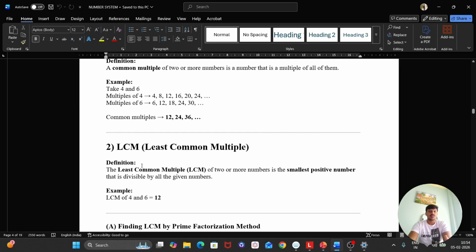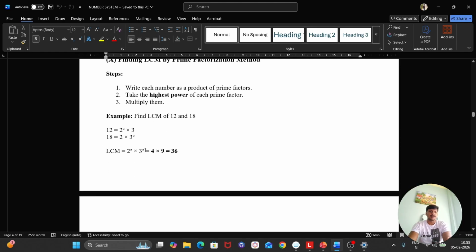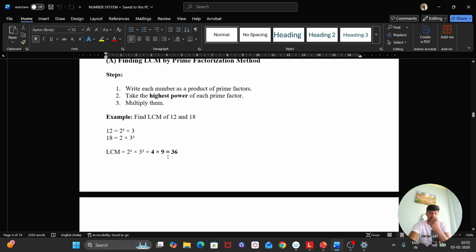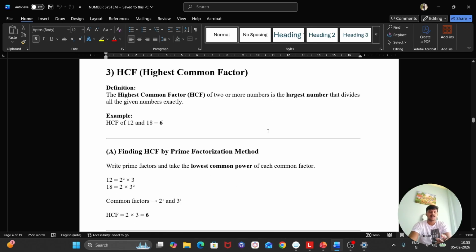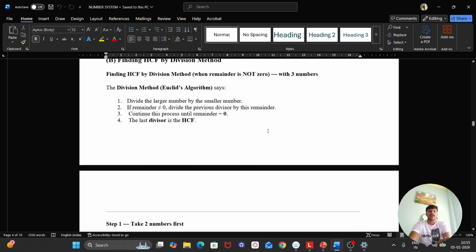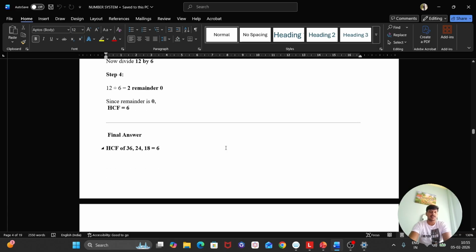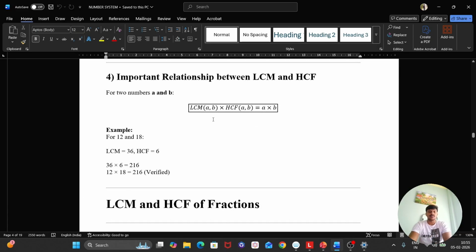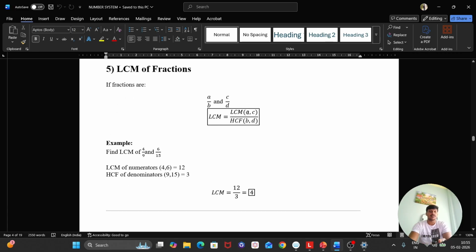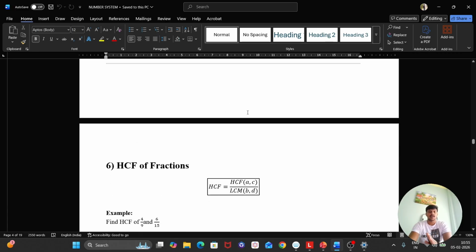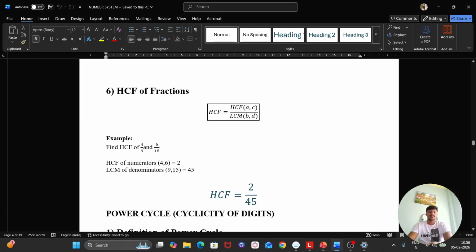Then we got LCM. How to find it using the definition, then using the division method, and again using prime factorization. And here this is division, what I did in brackets. Then HCF, what is the definition, and how to find it using the division method and the factorization method. Everything is there with explanation step by step. And finally we got these two. LCM into HCF of two numbers is equal to the product of the numbers. Then how to find it for fractions. So see here, 4 by 9 and 6 by 5. So HCF of the numerators A and C, and LCM of the denominators B and D, like that.